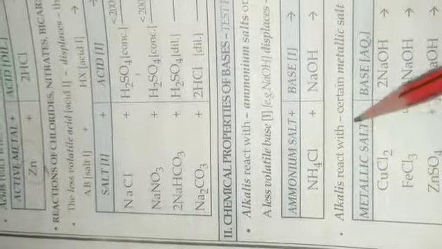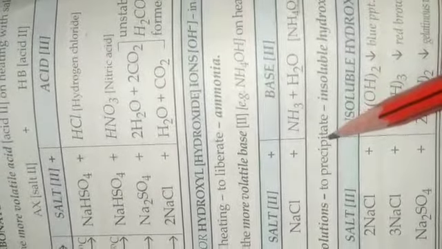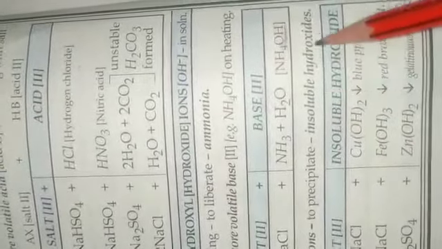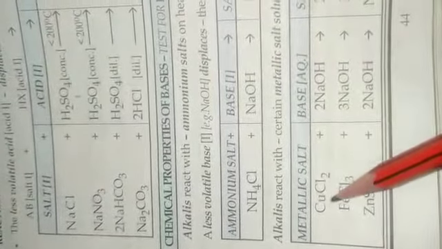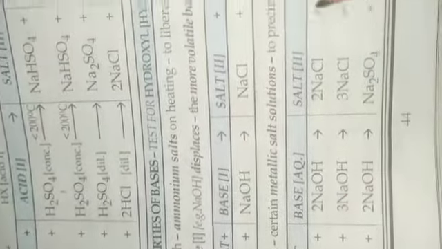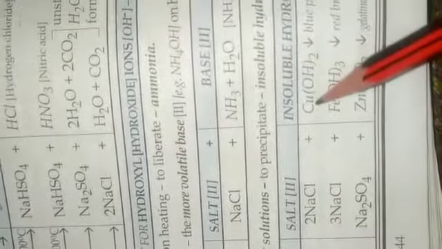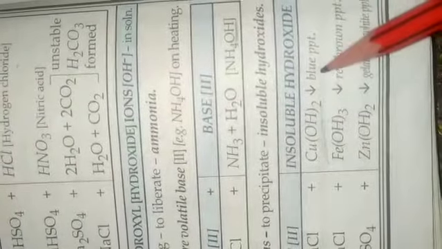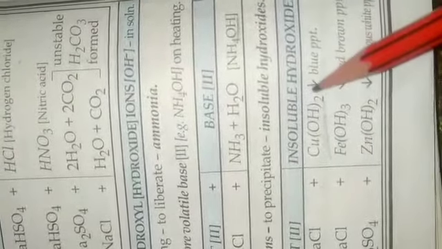Now when alkali reacts with metallic salt solution, it will give a precipitate in the form of insoluble hydroxide. So one example given is CuCl2. When it reacts with NaOH, it will give NaCl, then Cu(OH)2, which is a precipitate and it will be blue in color. Okay, so this arrow indicates the presence of precipitate, which settles down.